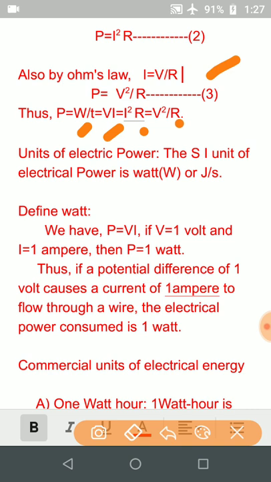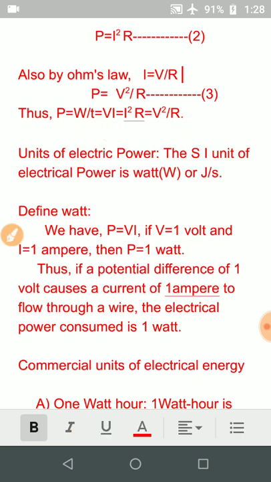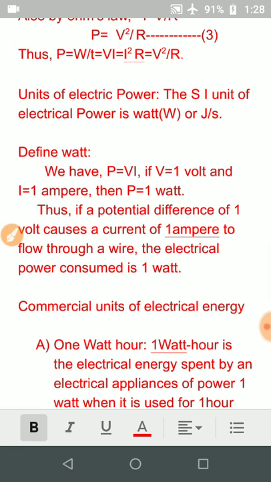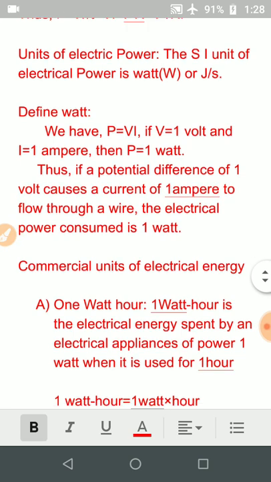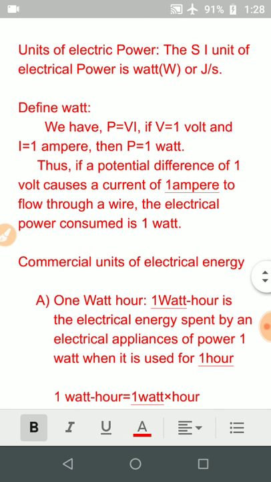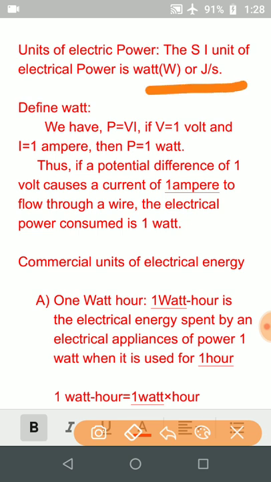Now let us discuss the units of power. The SI unit of electrical power is watt, or joule per second. Friends, how to define watt?